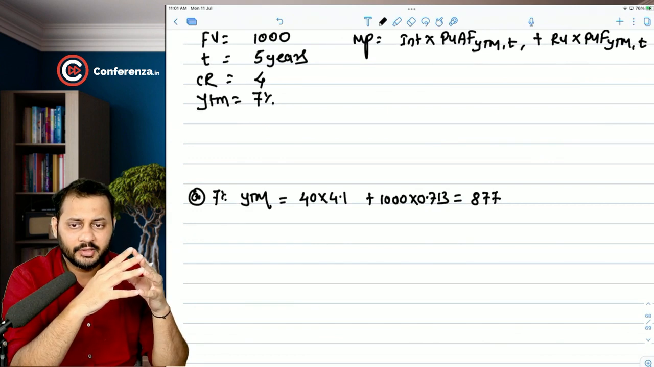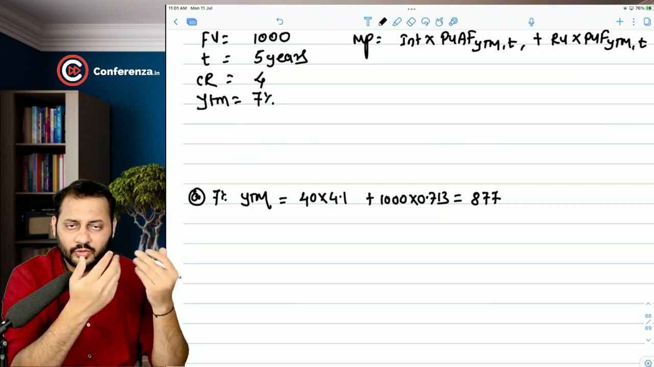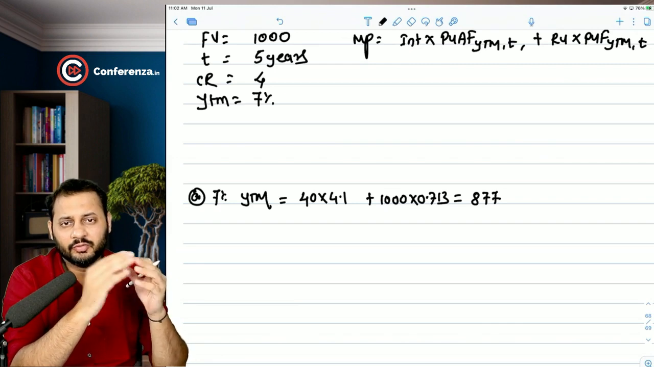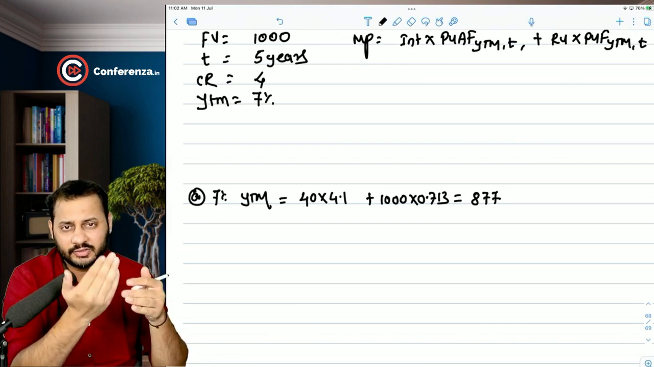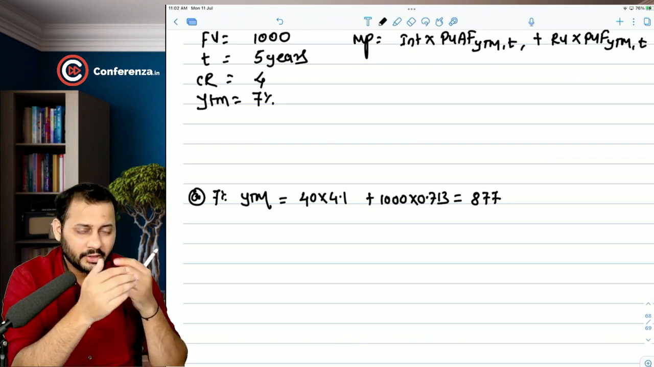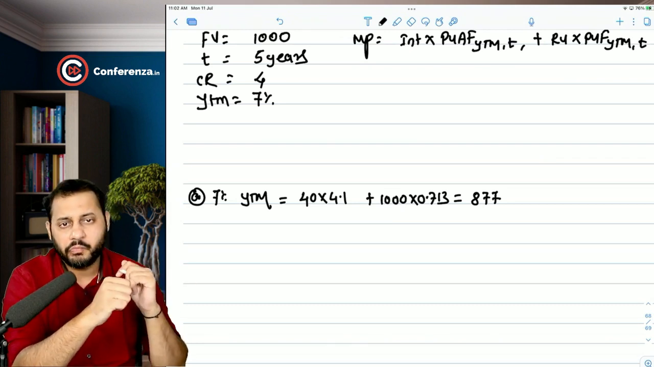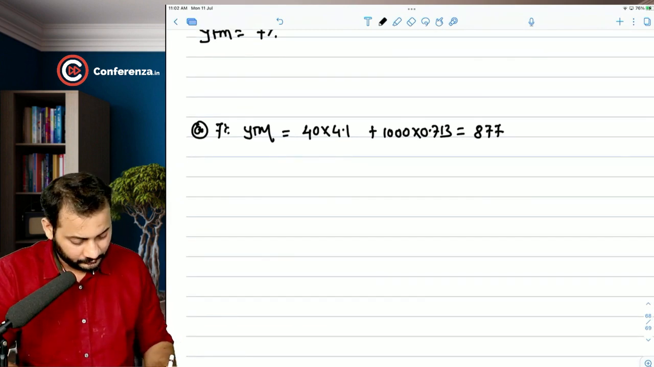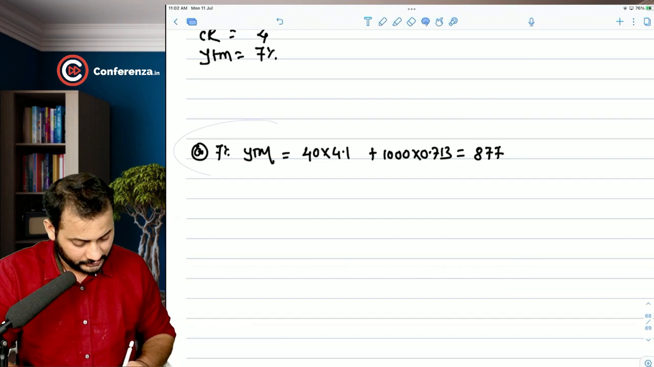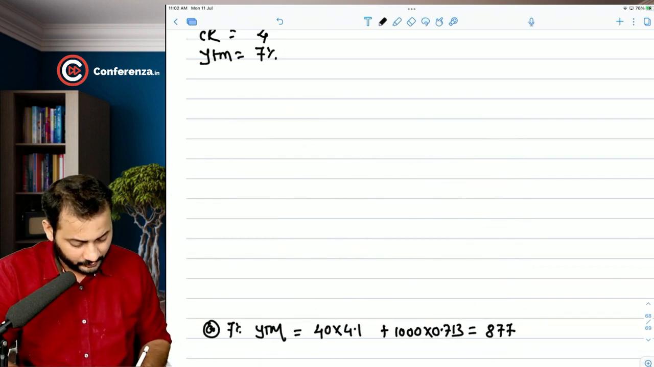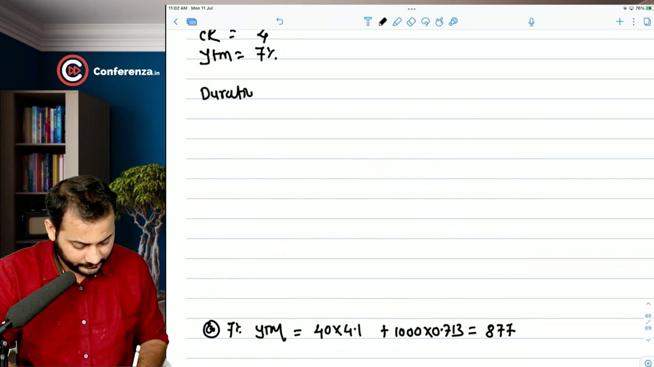What else can be done from this point is we can calculate the duration as well. It will be good if we go from the start to the end. So we will first calculate the duration, and then we will calculate the modified duration, and after calculating the modified duration we are going to use that. Let's do the calculation of duration at this point.